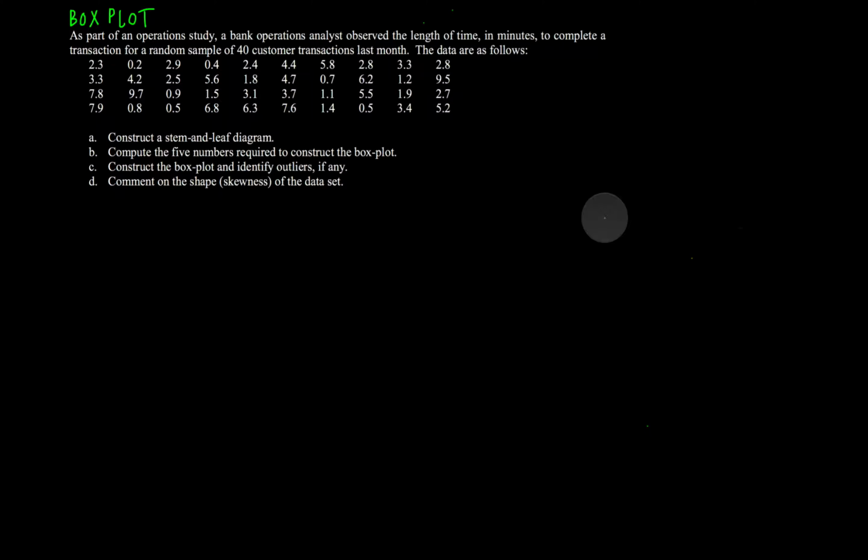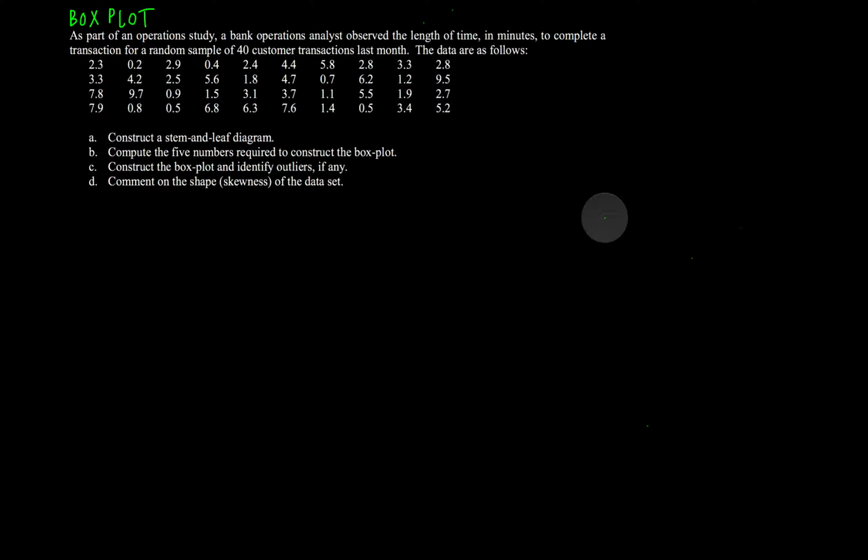As part of an operations study, a bank operations analyst observed the length of time in minutes to complete a transaction for a random sample of 40 customer transactions last month. And then we have the data, so we have our 40 data points, and then they're asking us for 4 elements. The first one is to construct the stem and leaf diagram.